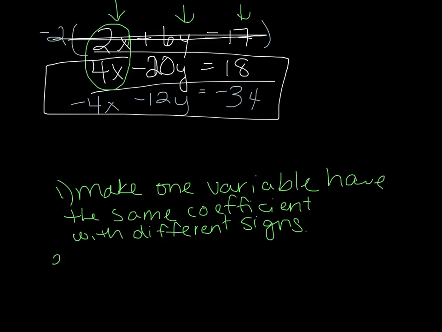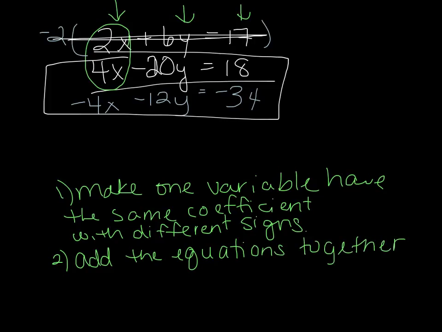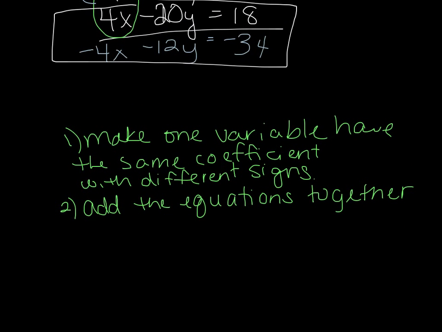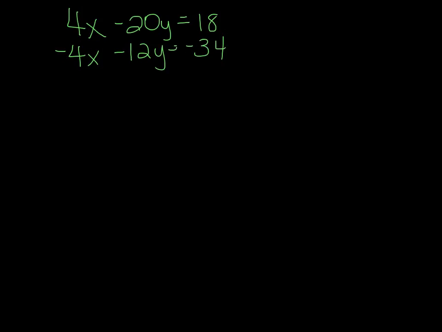The second step is then to add the equations together. Alright? So I'm going to rewrite the two equations. 4x minus 20y equals 18. -4x minus 12y equals -34. So we're going to have 4 and -4 make 0. So that's why it's called the elimination method, because we eliminate one of the variables.